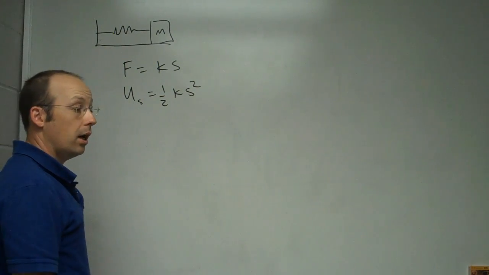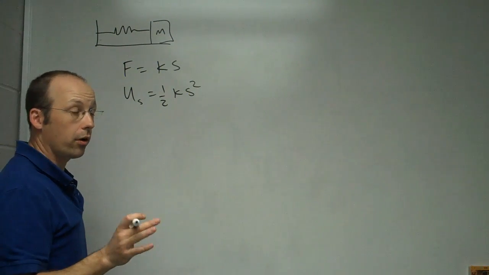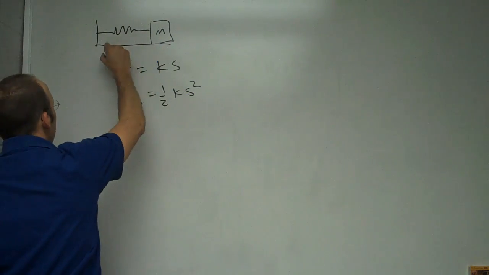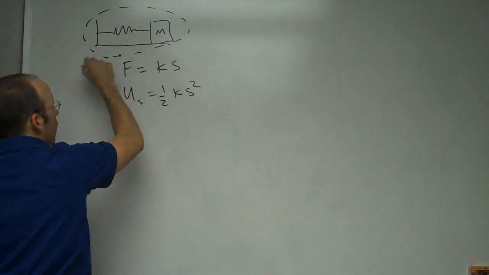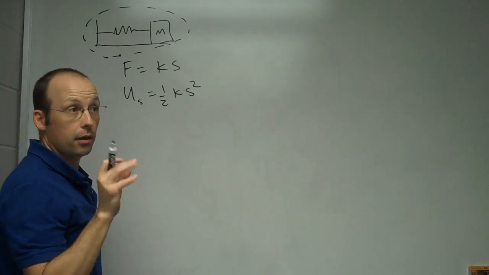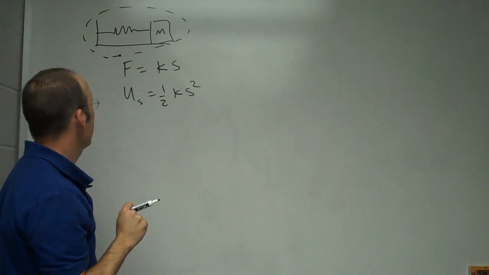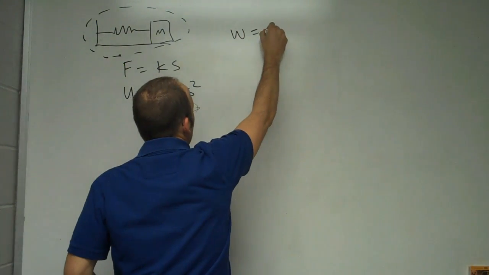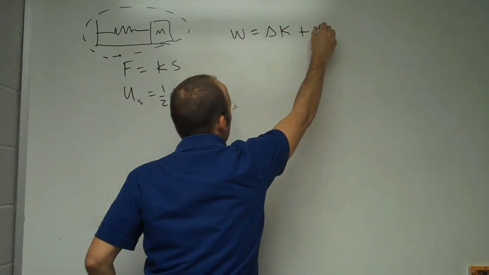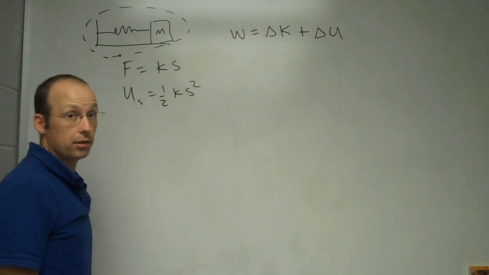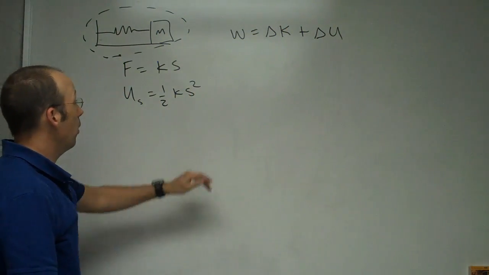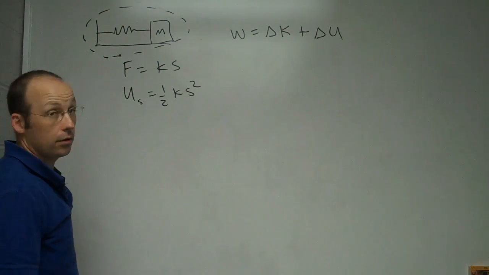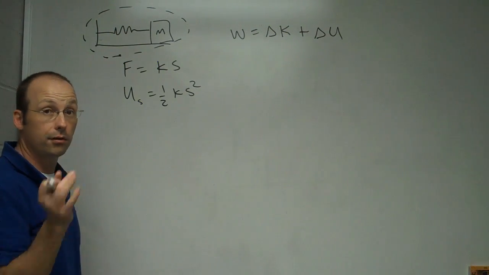Okay, so now let's use our work energy principle. Let's say that we take this as our system, the mass plus the spring. In that case, I can write work is change in kinetic plus change in potential energy. Now, what's the work done on our system? The spring doesn't do any work because it's part of the system.